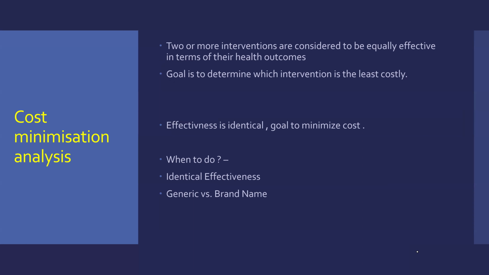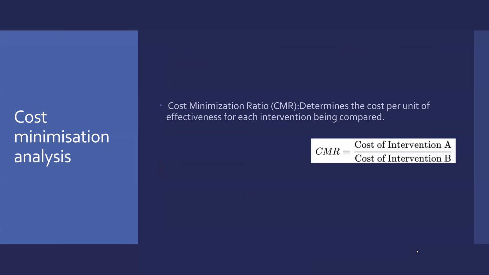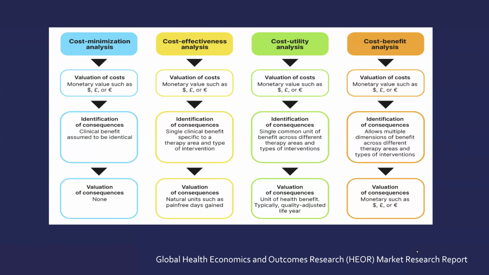Another example is a drug with a generic versus brand name. You can assess that and see what is the cost. So here it is basically cost by effectiveness of one divided by cost by effectiveness of the second. But since the effectiveness is the same, it usually comes to cost of one by cost of second. So this is a cost minimization analysis. Just to summarize the whole thing, we talked about cost minimization. Your numerator is cost, but the outcome is identical. So usually you're looking at cost of one versus another.